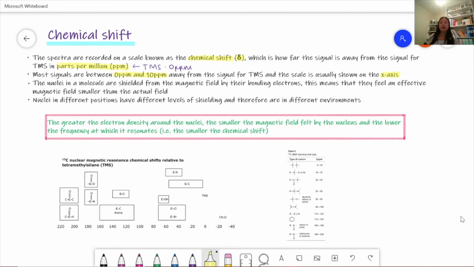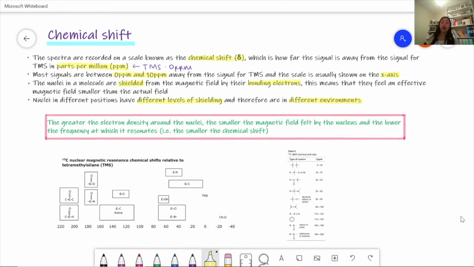The nuclei in a molecule are shielded from the magnetic field by their bonding electrons, and this means that they feel an effective magnetic field smaller than the actual field. One really important thing to know is that nuclei in different positions have different levels of shielding, and therefore they're in different environments. So basically they feel different forces from this magnetic field.